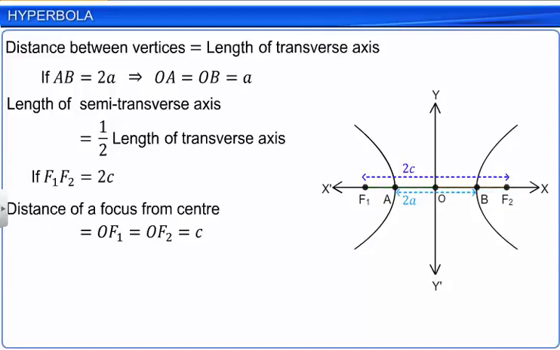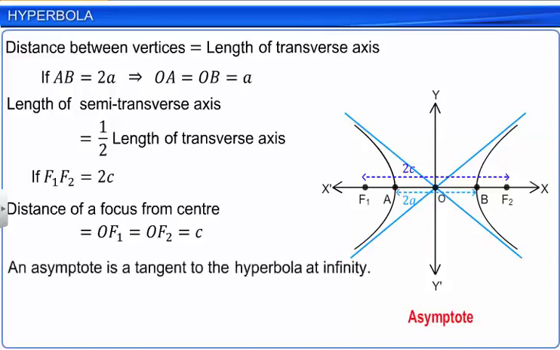Now, here is something just for your understanding. The intersecting blue lines that you see passing through the center of the hyperbola are called its asymptotes. An asymptote is a tangent to the hyperbola at infinity. If you draw a tangent to the hyperbola through any of its vertices, the tangent intersects the asymptotes as shown. Draw perpendiculars on the conjugate axis from the points where the tangent intersects the asymptotes.